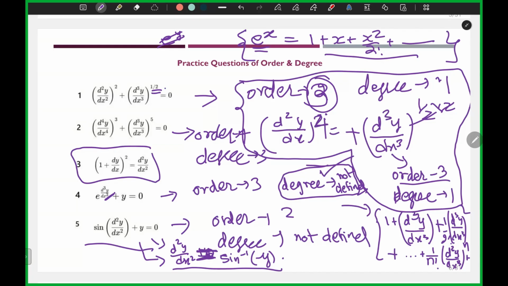Okay, sir, got it. So in the third question, what is the order? Order is 2, degree is 1. Degree is 1. Okay, fine.